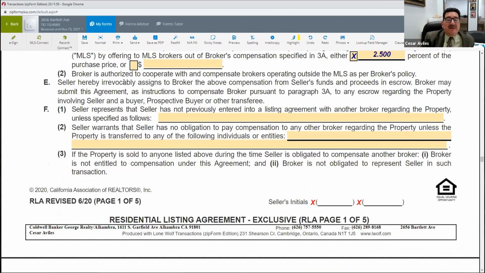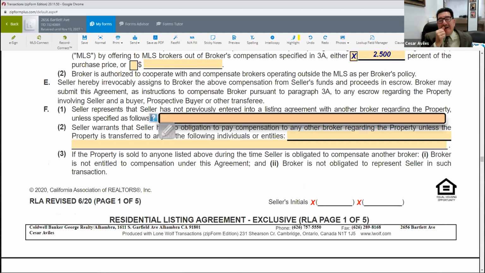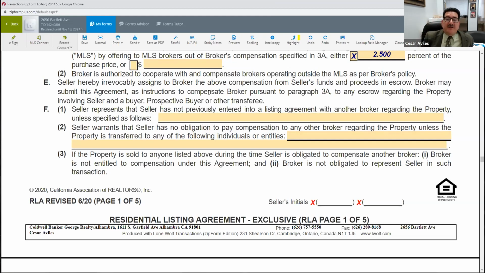Now, the seller makes representation to us. It says seller represents that the seller has not previously entered into a listing agreement with another broker regarding the property, unless it's specified as follows. And this is when your listing expires and they're listing with somebody else. Over here, the seller has to say, my previous broker gave me a letter with a whole bunch of names that if they buy the property, they're entitled to the commission and you're not. That may happen, but since nobody does this, I have never seen it in real practice. So in the street, it doesn't happen. In the paper, it's there.